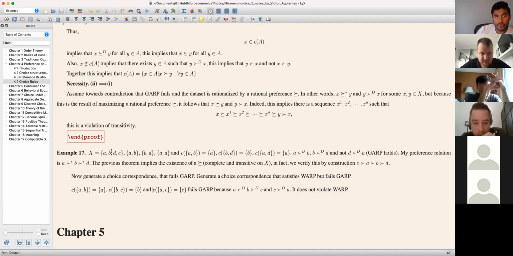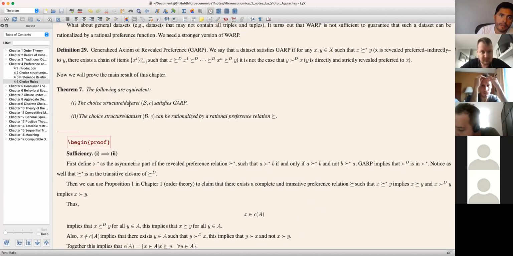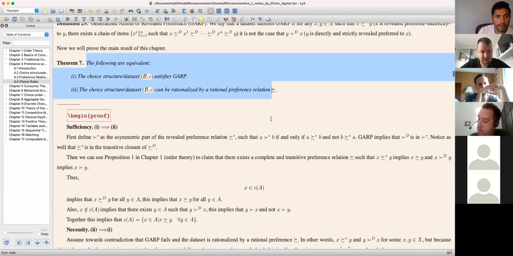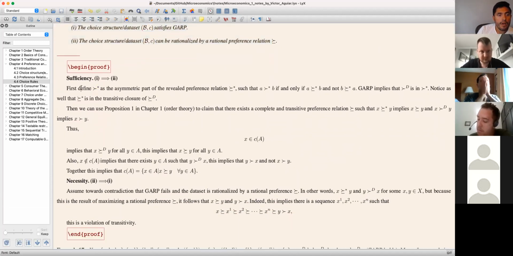And of course, what was failing is GARP, right? So you can satisfy the weak axiom, but fail the generalized axiom. That's the punchline. Now, in the last 10 minutes, I'm just gonna do the proof for the GARP part. And then please read the proof for the previous proposition, which is the one in Mas-Colell. This one is not in Mas-Colell, but it's in my notes, as I mentioned.